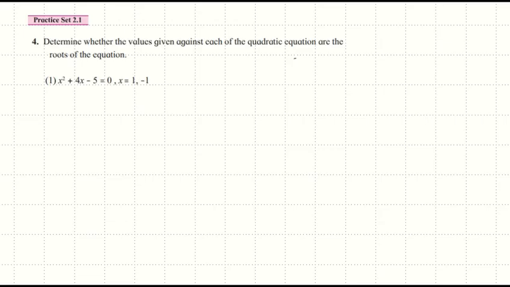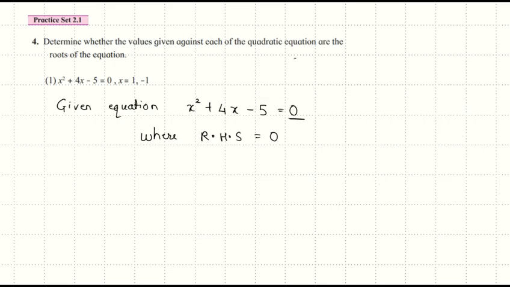Question number 4 from practice set 2.1. Determine whether the values given against each of the quadratic equation are the roots of the quadratic equation. So here the given equation is x square plus 4x minus 5 is equal to 0, where the right hand side, also written as RHS, is 0. If we get the LHS as 0, then the values given will be the root of the quadratic equation.